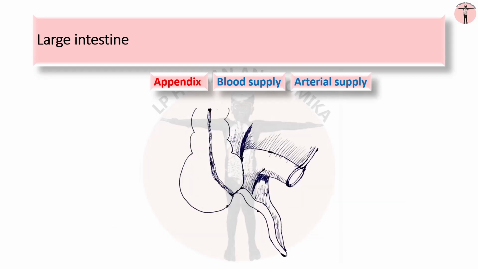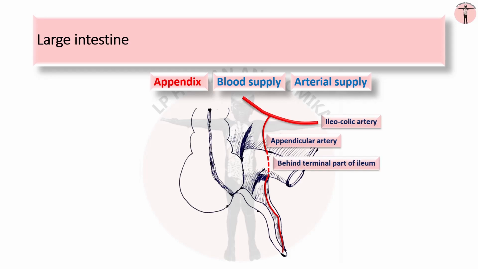Coming to the blood supply of appendix. The appendix is supplied by appendicular artery, a branch of the inferior division of ileocolic artery. The appendicular artery passes behind the terminal part of ileum, enters the mesoappendix and runs in its free margin to reach the tip of appendix, which is the least vascular part. This artery is an end artery.